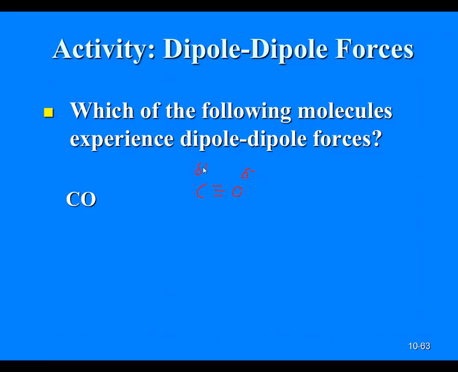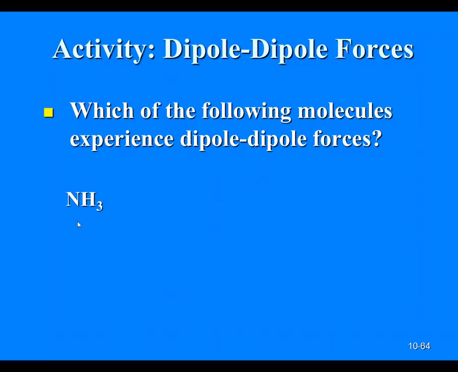That produces a permanent dipole, and a lot of times you'll recall that we can draw a dipole as an arrow here, where the head of the arrow is the negative charge and the tail of the arrow is the positive charge. So we have this type of permanent dipole present. And that's going to cause dipole-dipole interactions with a polar molecule for carbon monoxide.